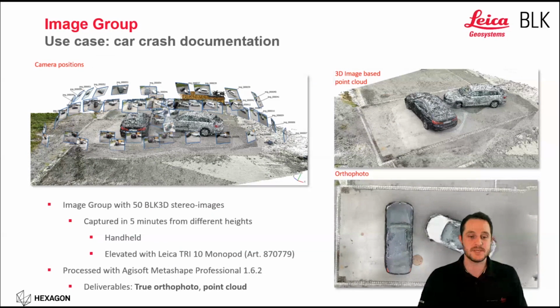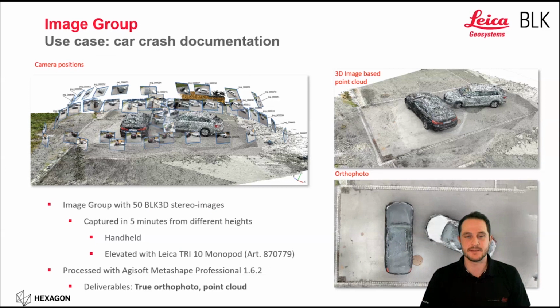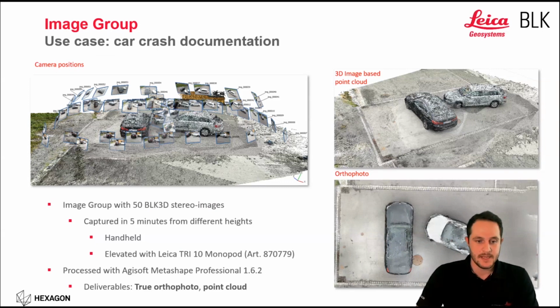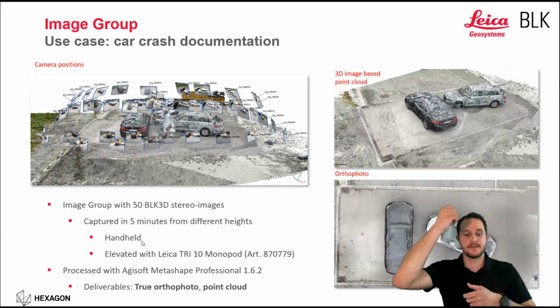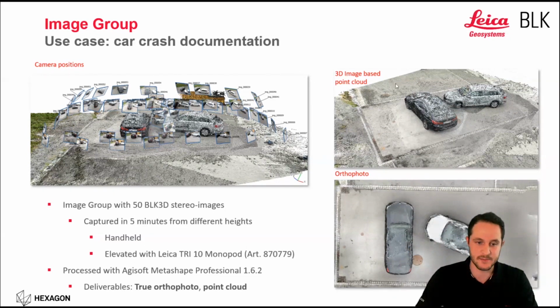This is one case that we did. So you can see kind of what it means in practical example. So we took 50 BLK3D stereo images. It was around 5 minutes capturing time, again, handheld and a bit on the pole. And then this is the results we have. So basically you get a nice kind of a top view or a point cloud, which you can then again measure in accurately. So you can very quickly see the benefit of this.